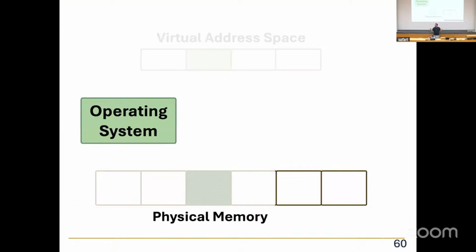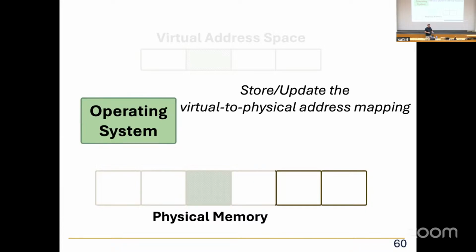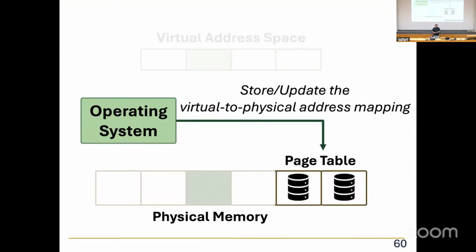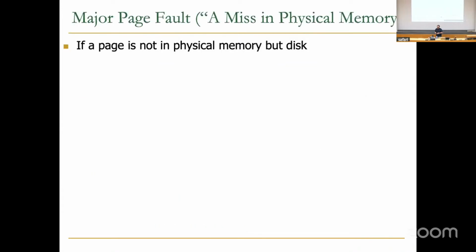Okay, we handle the fault. The operating system handles the fault, and then what does it need to do? It needs to store and update the virtual to physical address mapping in the page table, which is stored in the physical memory. So once we find a free physical location for our data, we go to the page table, update the corresponding entry, and we know where our data lies right now. So we establish the virtual to physical mapping.